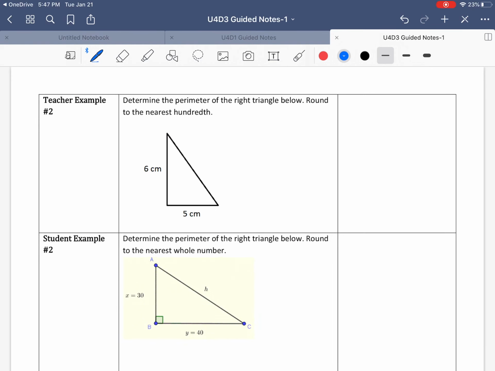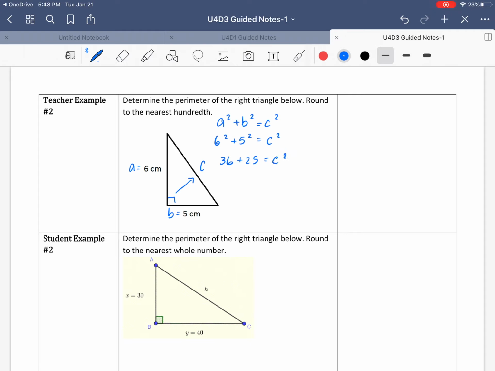So for example, if we're asked to find the perimeter of this right triangle, well, we need to start by labeling our a, b, and c. Here's our hypotenuse, which we know has to be c. And we can make this a, and 5 can be b. Our Pythagorean theorem is a squared plus b squared equals c squared. So if we plug that in, 6 squared plus 5 squared equals c squared.